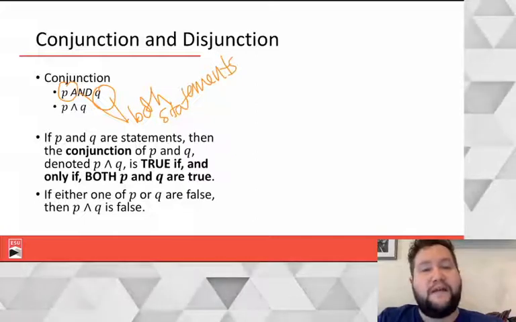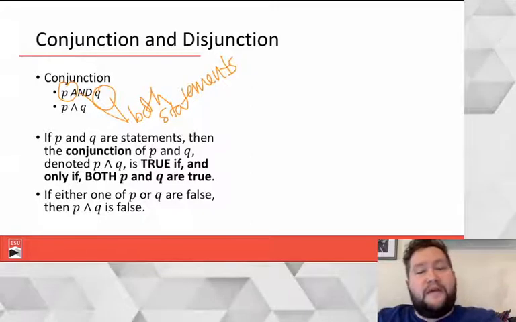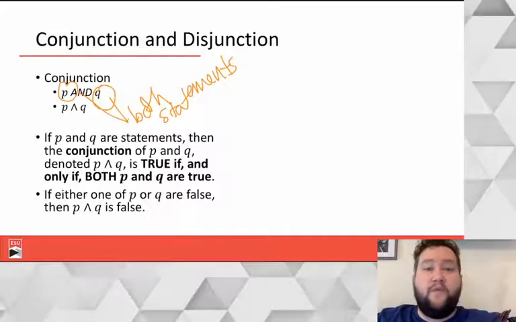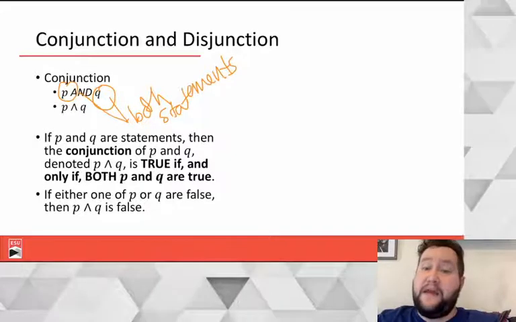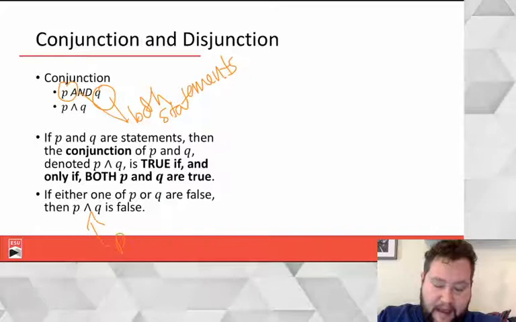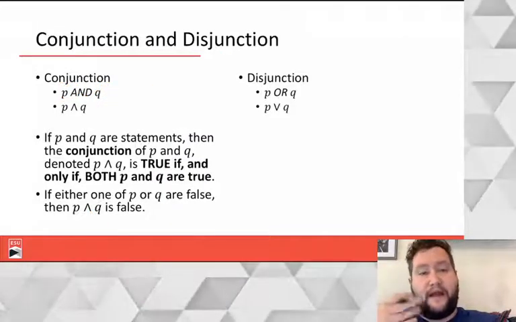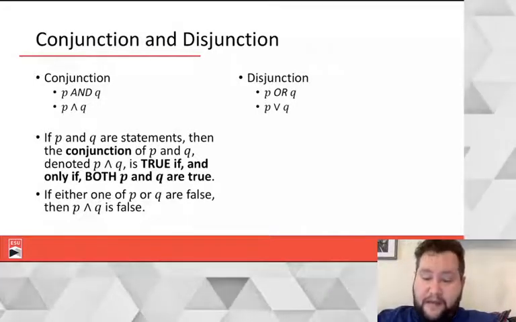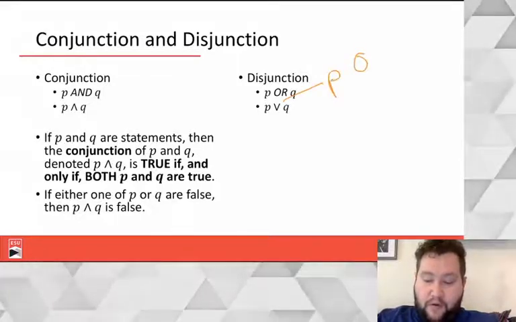Then the conjunction of P and Q, which we write as P and Q, is true if and only if both of them are true. If one of P or Q is false, or if both of them are false, then P and Q is false, right? So notice I read that as P and Q. So that's our and. Our definition for or is our disjunction, P or Q, and I will read that as P or Q.